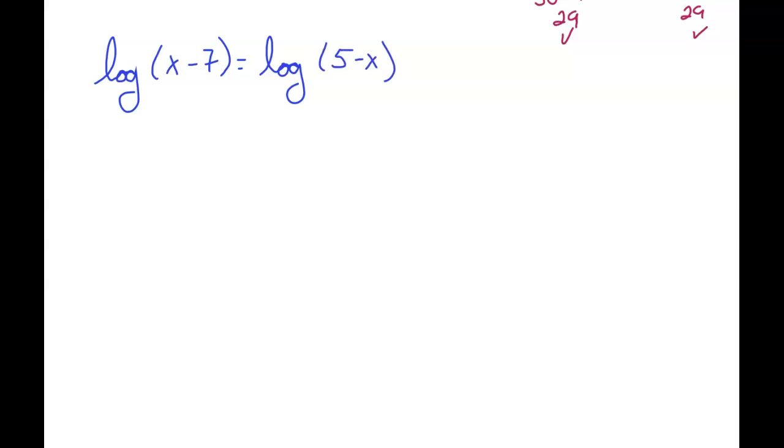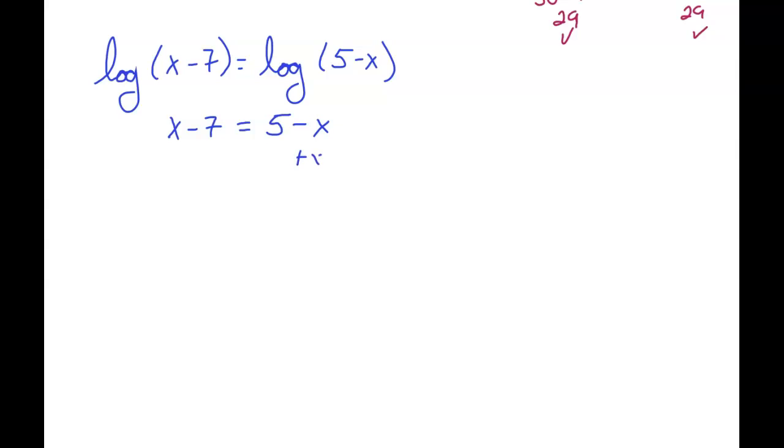Let's solve another one. And let's look at if I have just a log of x minus 7 is equal to a log of 5 minus x. So if you recall, your logs have an understood base of 10. So I have a single log equal to a single log. So my argument, x minus 7, is equal to my argument of 5 minus x.